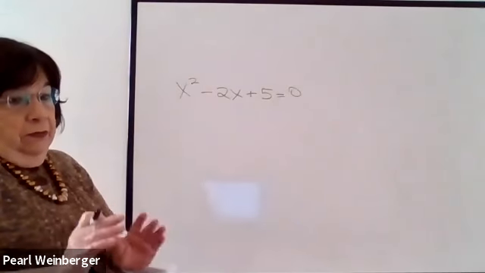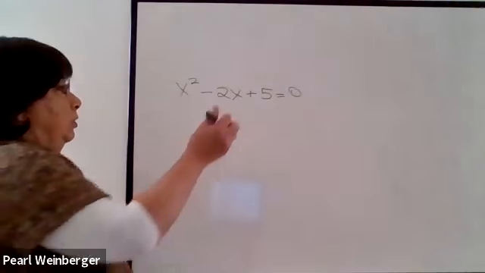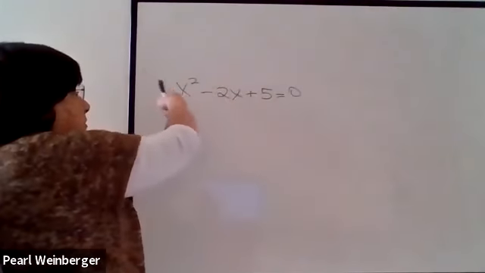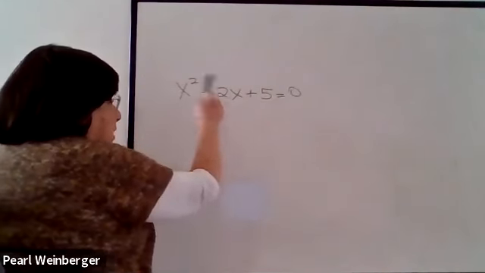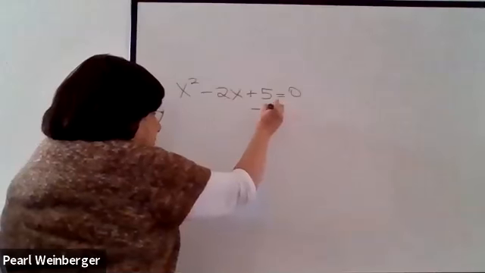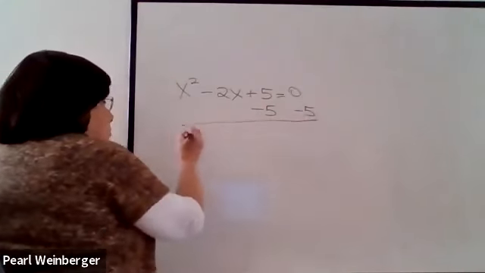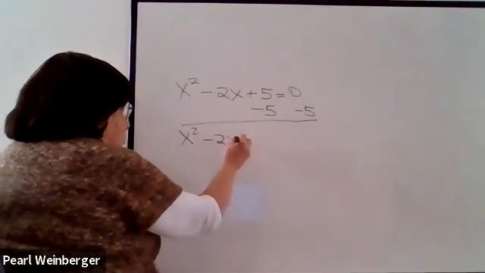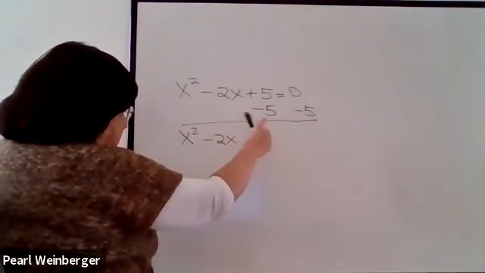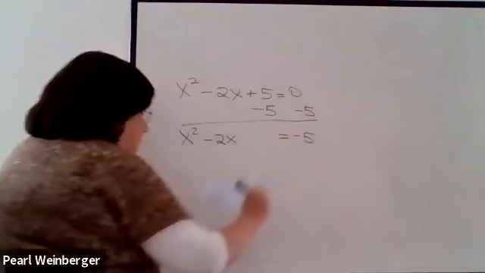Watch this method. We want to use the completing the square method. The first step is only the x terms on the left side. Any number has to be brought to the other side. So we have now x squared minus 2x. And remember, I'm leaving a space because I want to complete the square, equaling negative 5.